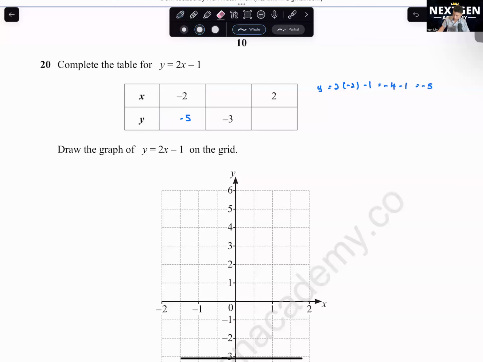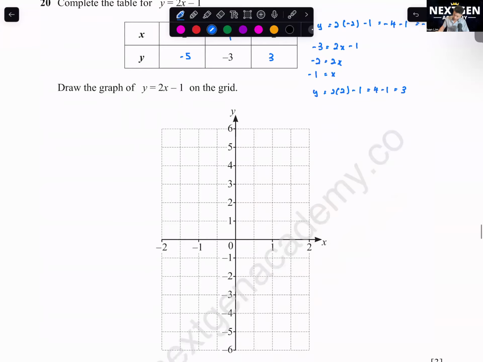Don't need to write this. The second one, minus 3 is the answer. Minus 3 equals 2x minus 1. Minus 3 plus 1 will be minus 2 equals 2x. x is equal to minus 1. Then the last one, y equals 2 times 2 minus 1. 4 minus 1, which is equal to 3.